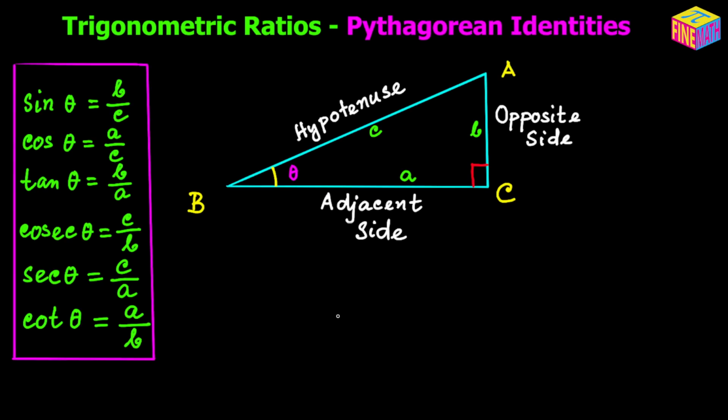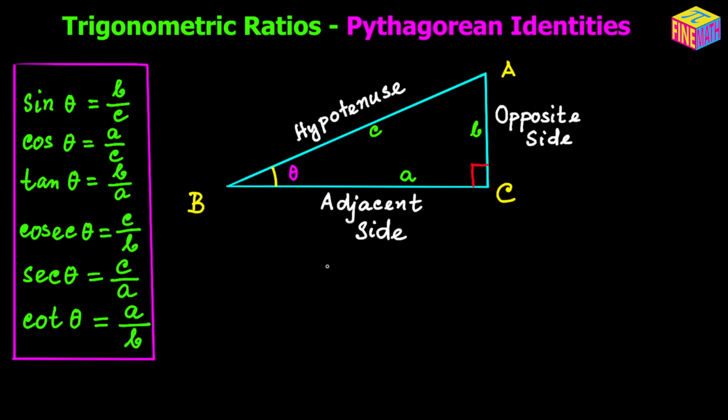Hi everyone. In this video, we are going to discuss the Pythagorean identities of the trigonometric ratios. In our previous video where we discussed the trigonometric ratios, we understood the six ratios, which are sin theta, cos theta, tan theta and cosec theta, sec theta and cot theta, and what their values are. Now I have the right triangle in this picture here and I have the six trigonometric ratios on the left hand side here.